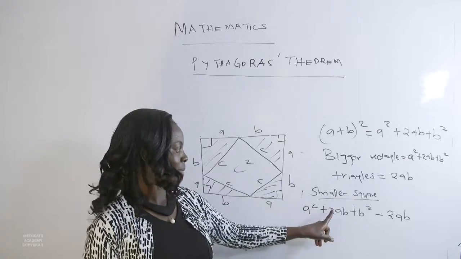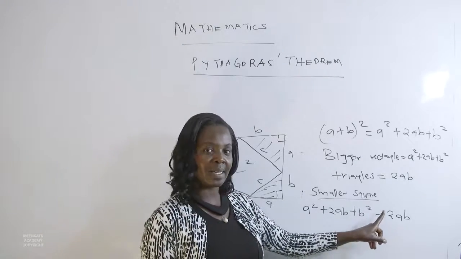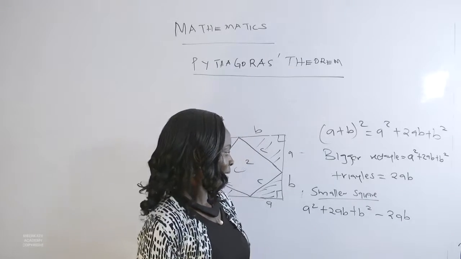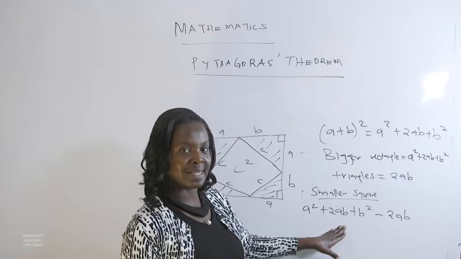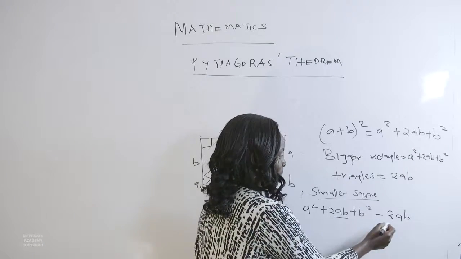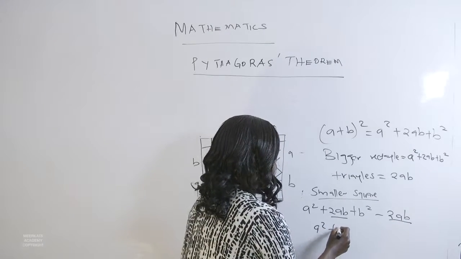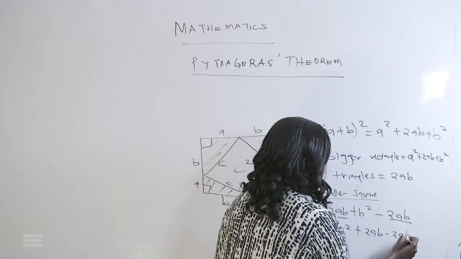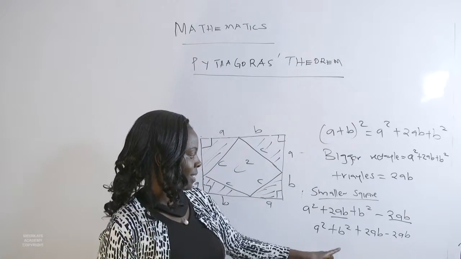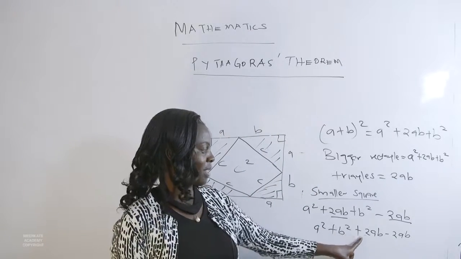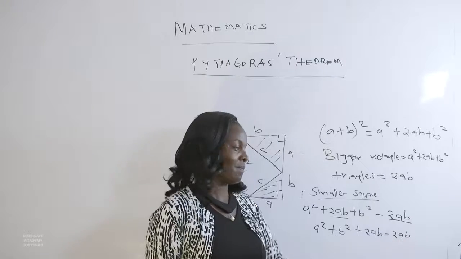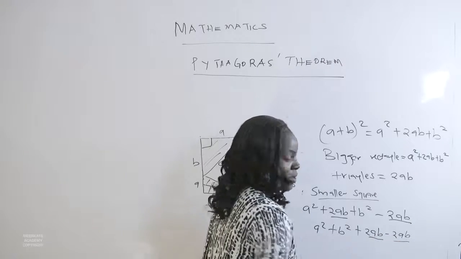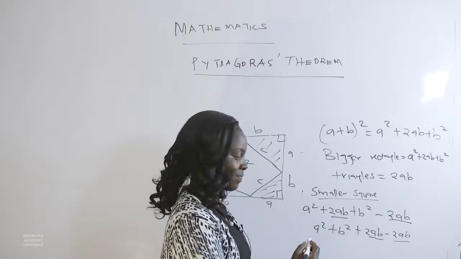A squared plus 2ab plus b squared minus the area of the triangles, which is 2ab. Let us put together the like terms. And the like terms is which one? You realize that we have a squared plus b squared plus 2ab minus 2ab. So because this is 2ab minus 2ab, that will be equal to 0. Then what do we have?